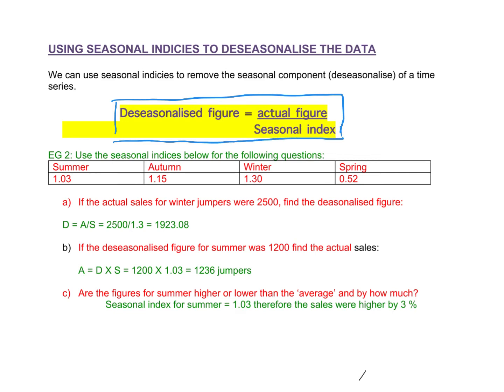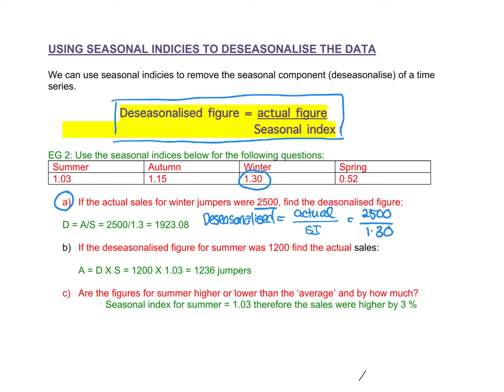What you would do is take what actually happened and divide it by that season's seasonal index. So we'll do this example. It said the actual sales for winter were 2,500. Find the deseasonalized figure. Looking up at that top formula, deseasonalized is the actual divided by the seasonal index. The seasonal index for winter is 1.3.